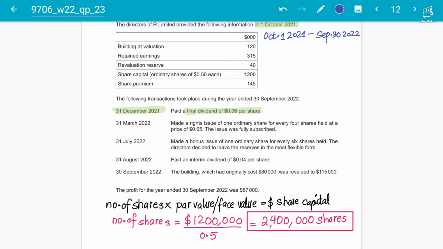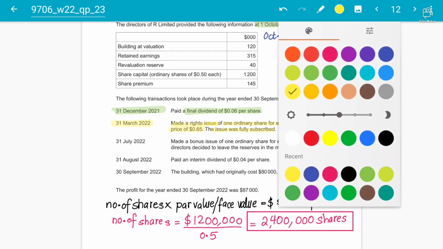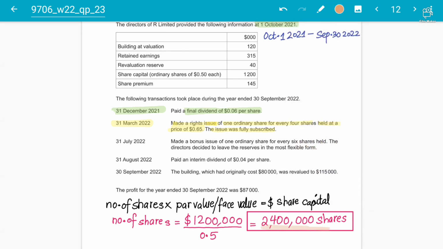Next, students, the next adjustment follows in the yellow color, that is on 31st March made the rights issue of 1 ordinary share for every 4 shares held at a price of 0.65. The issue was fully subscribed. Now let me give you an understanding of the logic as well: what is basically a rights issue, sir? You need to understand, students, rights issues are when you are giving more shares to the existing shareholders.